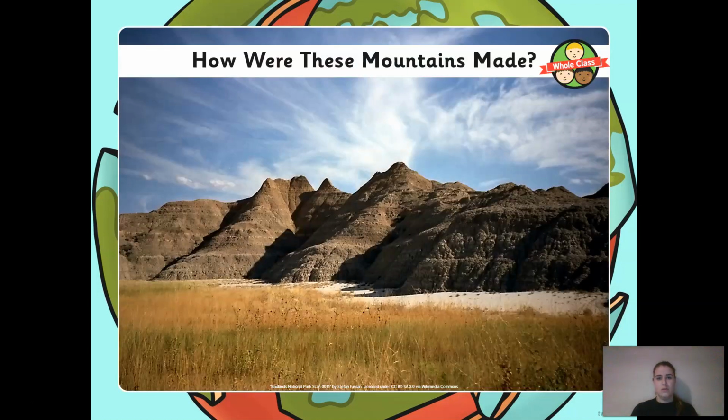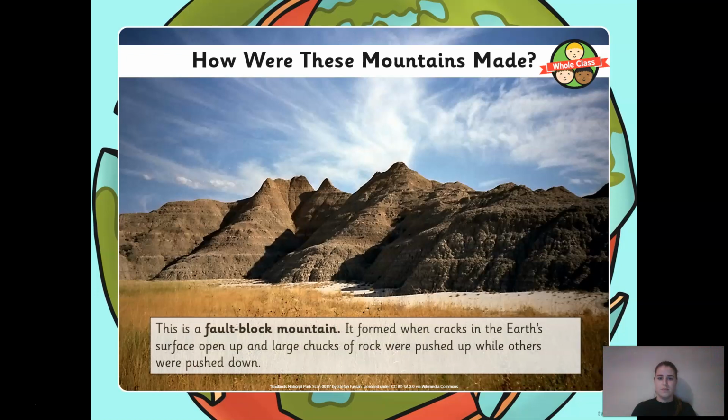Okay, so this is an example. You can see here how we go up and we go down. We go up and we go down. And you can see the high peaks and the steep slopes in between. You can see how each one is a block of raised mountain matter and then mountain matter that's pushed down into the ground. Okay, so this is when it forms, through those cracks in the surface. And obviously large chunks of rock can either be pushed up or pushed down.